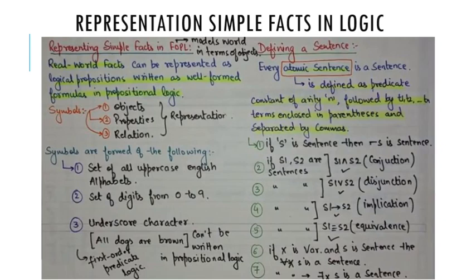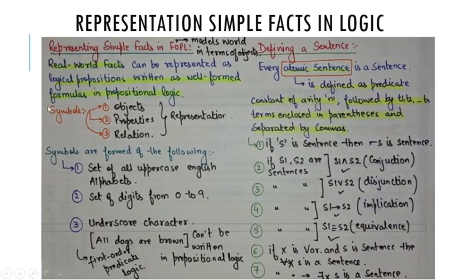Now, this representation needs models or a world in terms of objects, right? So this will represent real world facts and things in a logical proposition that is written as well formed formulas in propositional logic, right? So ultimately, what it will do is take things, or it will term real world things into objects. It will show like that, and it will apply some logics on that, right?